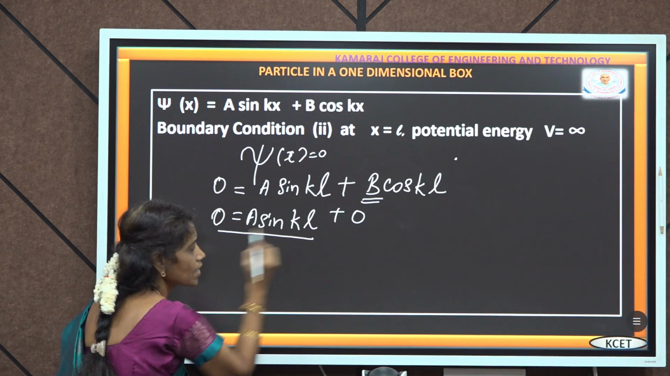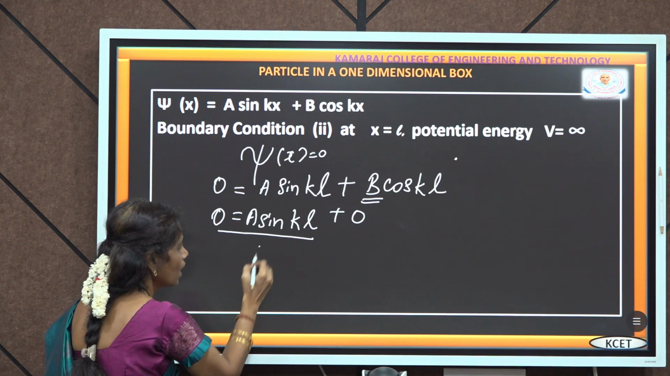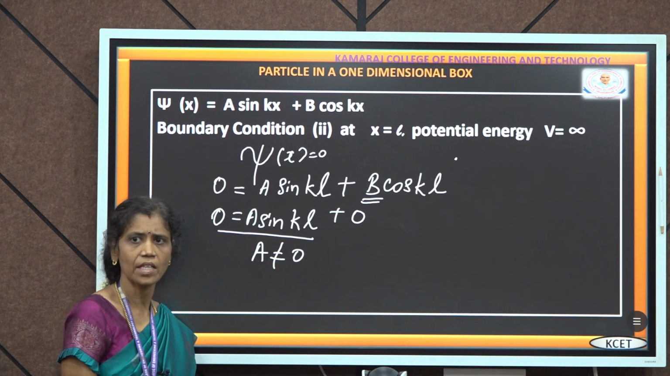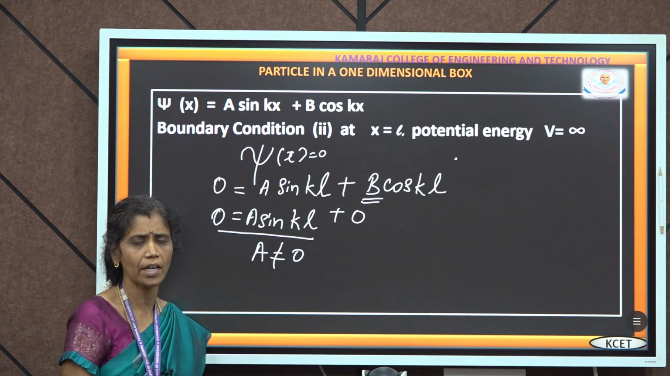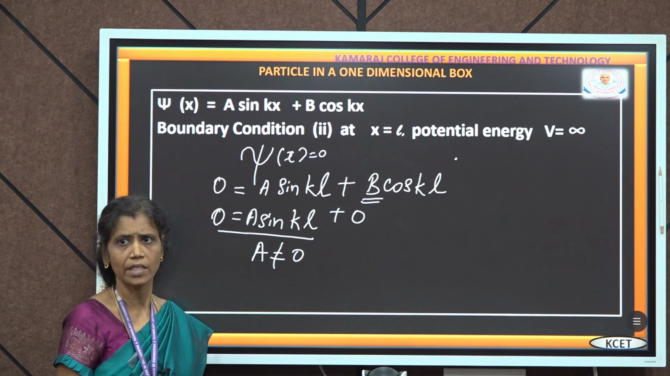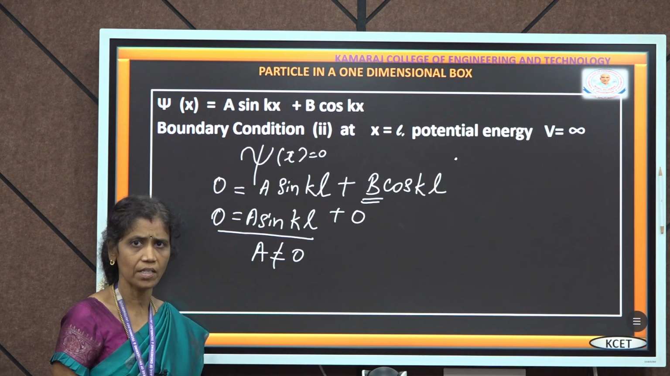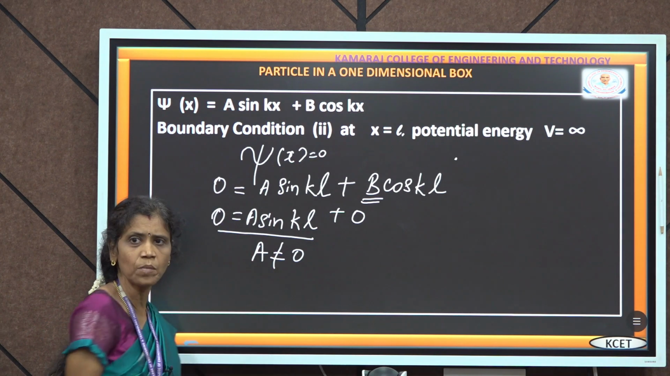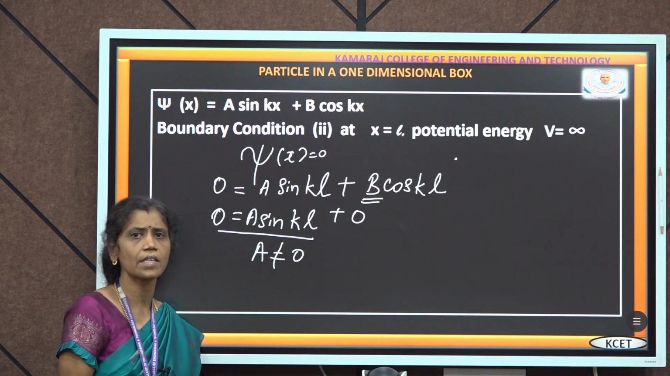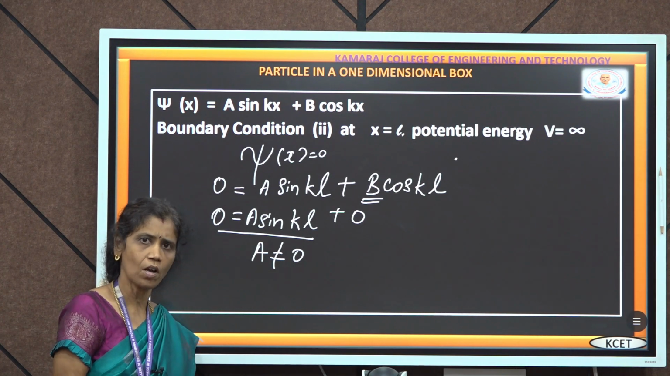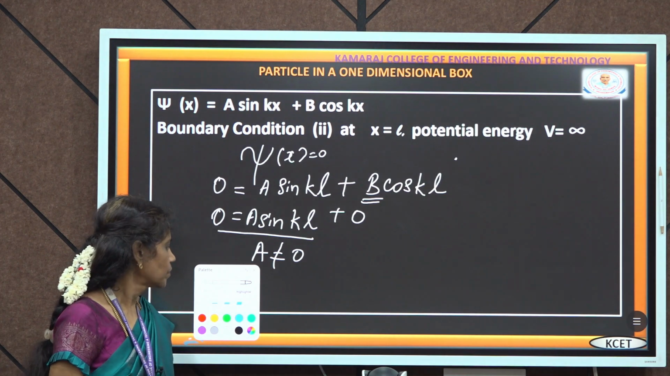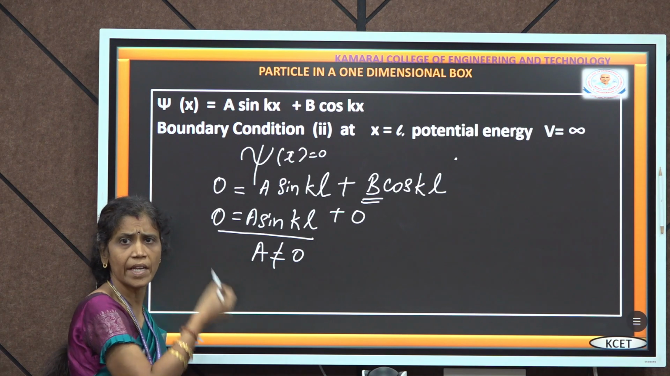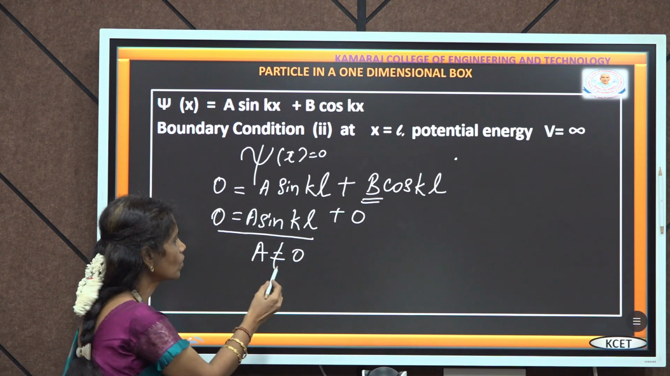Now, consider this term. In this term, A cannot be equal to 0 because both the constants A and B will not be 0 in the given case. If both constants are 0, then the whole wave expression will become 0 and no particle will exist and no wave function will exist. So the constant A is not equal to 0.